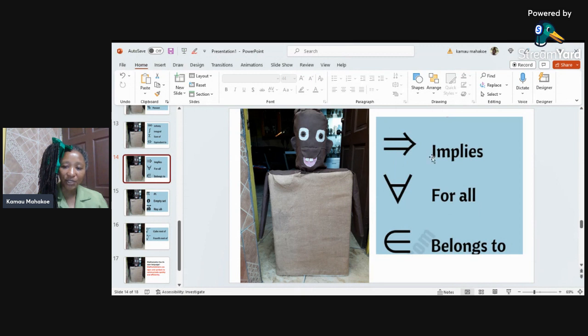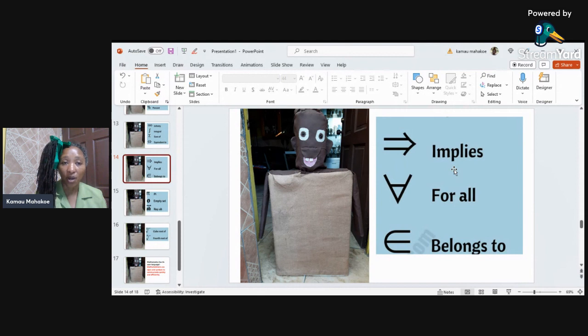This implies, so remember that these symbols are actually the language of mathematics. Mathematics has its own language, just as most other disciplines. They have their jargons, they have their symbols, they have their language. It's the way that mathematicians communicate with each other efficiently and quickly to get ideas across to each other.